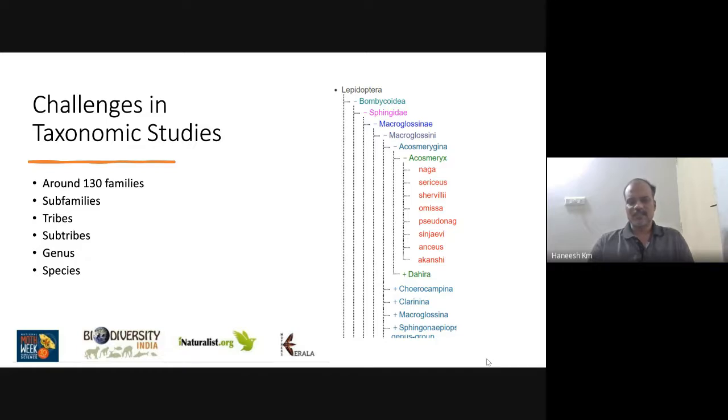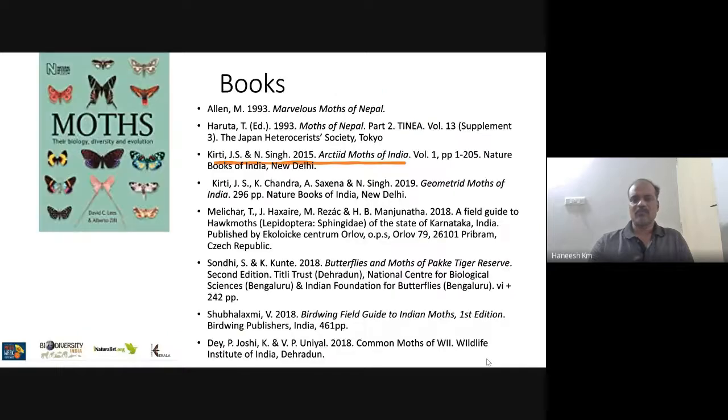Okay, but still it was a gray area, so many people were not into that one. So it took more time to come to some of the books in this area. Some of the major books on moths came recently.